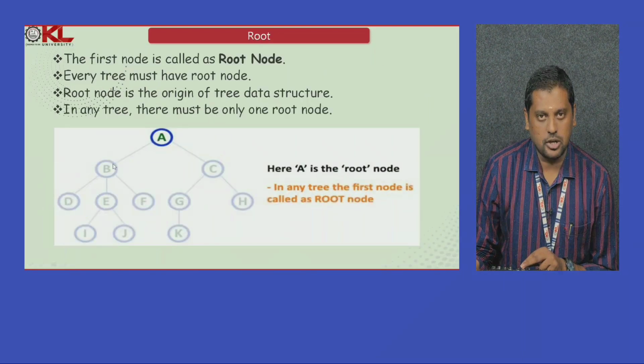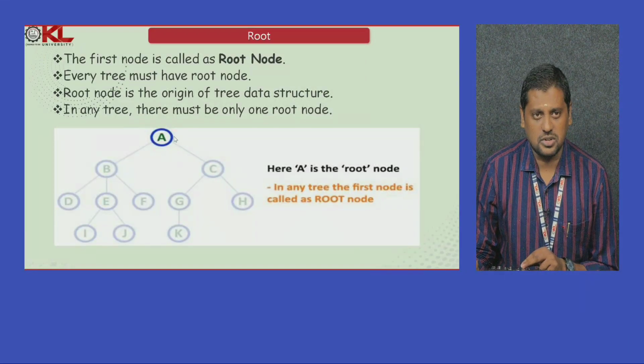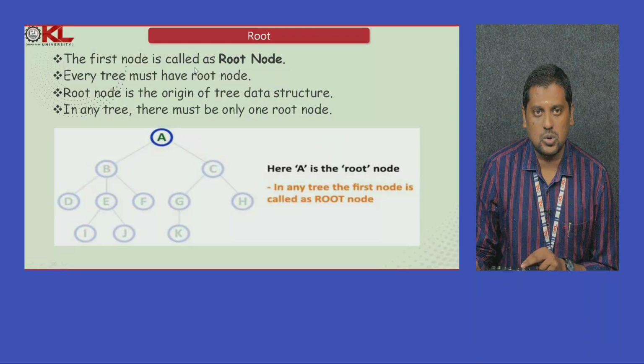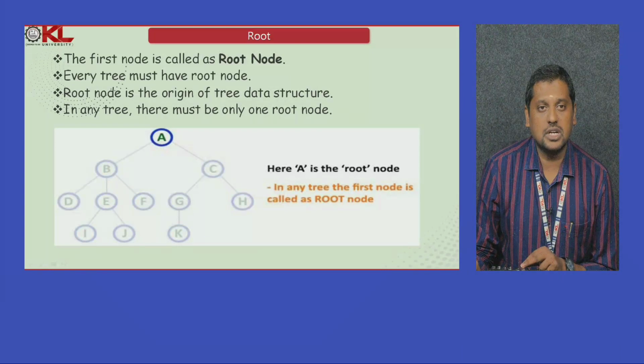The next terminology is the root node. Root node is a very important node in a tree. The first node is called as a root node. In a tree, the first node is said to be a root node. In the given example, A is highlighted here, which is a root node. Every tree must have a root node, and also root node is the origin of a tree data structure, and there must be only one root node in a tree.